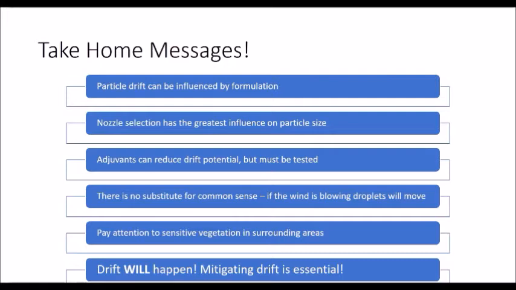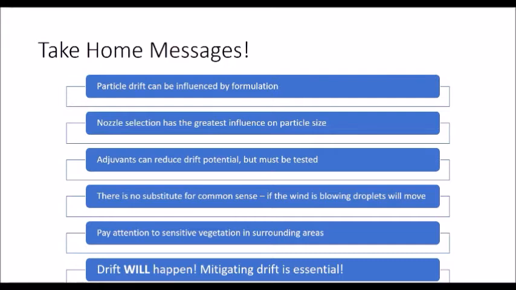Particle drift can be influenced by formulation. We saw that over the series, looking at both ground and aerial applications. We've seen that nozzle selection has the greatest influence on particle size, again true across ground and aerial applications. Although remember, as Brad talked about in the last series, that application airspeed really becomes another layer of complexity for those aerial applications, as does the deflection angle of that nozzle in the airstream. Adjuvants can be used to reduce drift potential, but you want to be cautious of which nozzles and application scenarios you're pairing those up with.